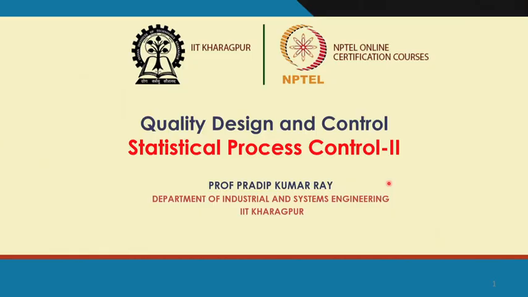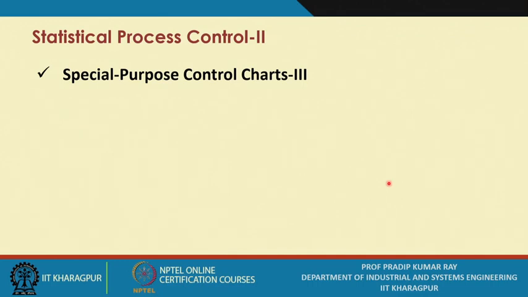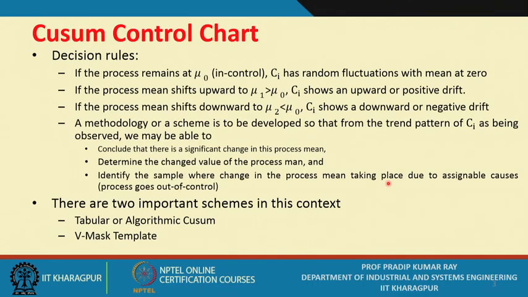Okay, so this session I'll be continuing with the Cusum control charts. As I've already mentioned, when you use a Cusum control chart, you need to use certain decision rules. So what are these decision rules?